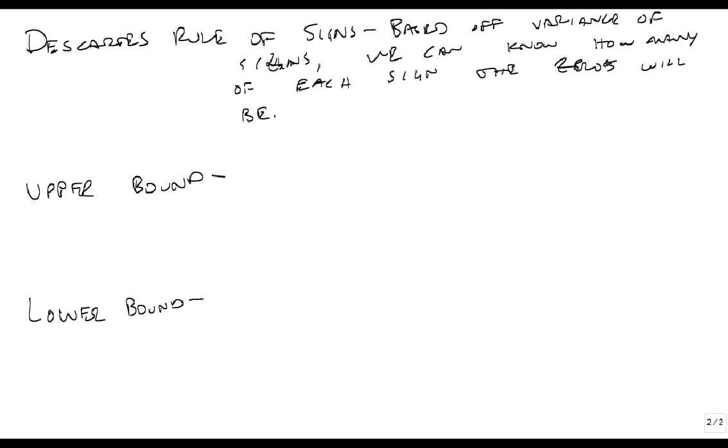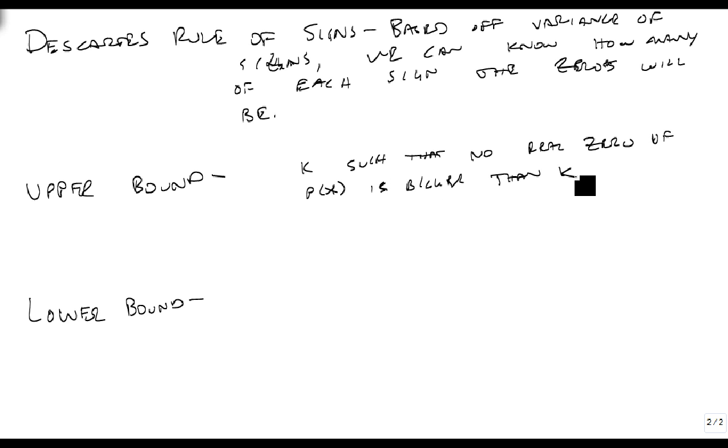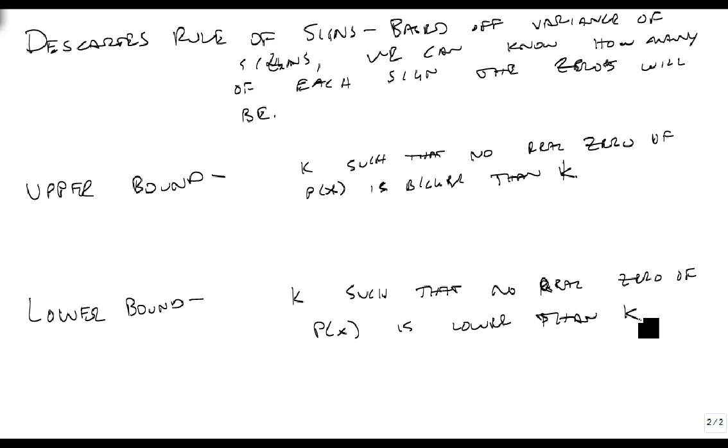An upper bound is a number k such that no real zero of p of x is bigger than k. It says once I know what k is, I don't need to bother checking anything bigger than k because it can't be a zero. Nothing bigger than k is a zero. And the lower bound is the same idea. It's a value k such that no real zero of the polynomial function is lower or smaller than k. So upper bounds and lower bounds also help limit what we're looking at.